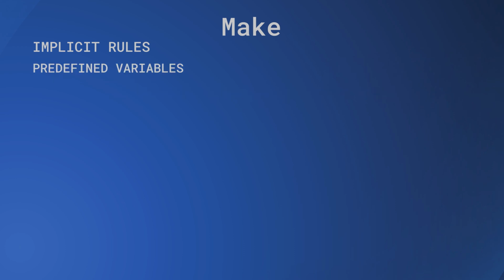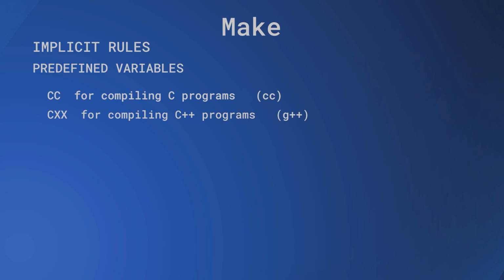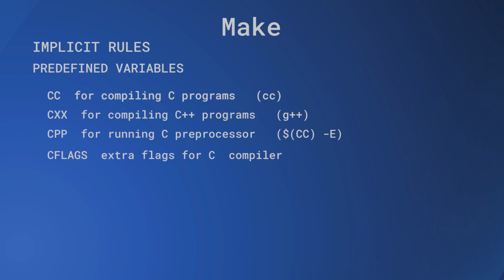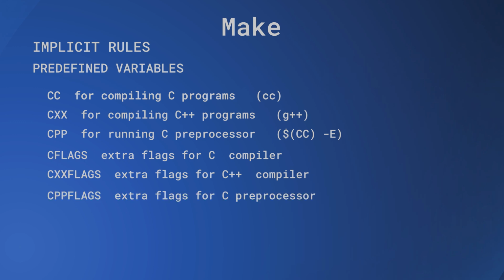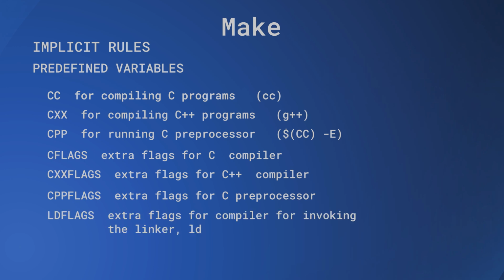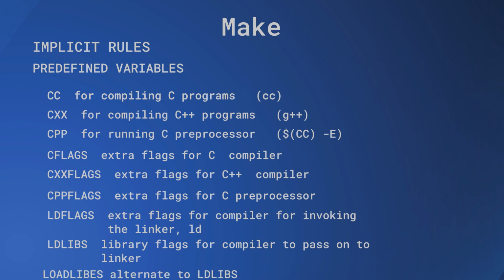Predefined variables. Implicit rules use certain predefined variables. Some of these variables are CC for compiling C programs, default cc; CXX for compiling C++ programs, default is g++; CPP, the program for running the C preprocessor, default is $(CC) -E; CFLAGS, extra flags for the C compiler; CXXFLAGS, extra flags for the C++ compiler; CPPFLAGS, extra flags for the C preprocessor; LDFLAGS, extra flags for the compiler when invoking the linker ld; LDLIBS, library flags for the compiler to pass on to the linker. LDLIBS has a space separated list of libraries. LOADLIBES is an alternate to LDLIBS, deprecated but still supported.